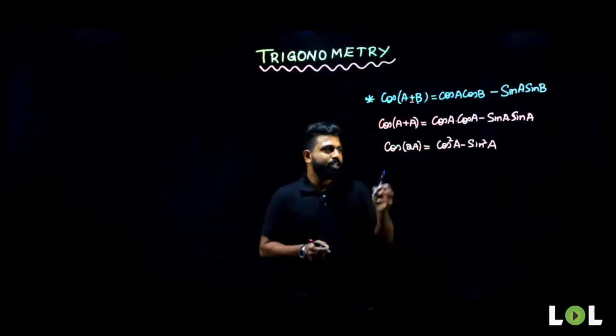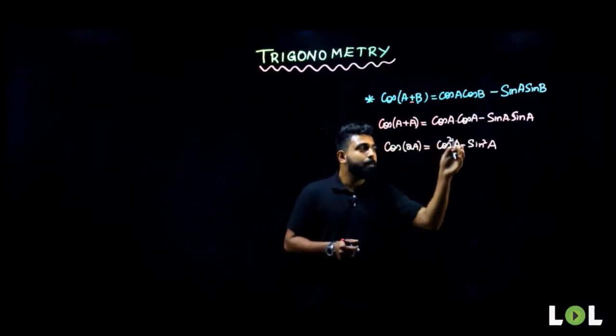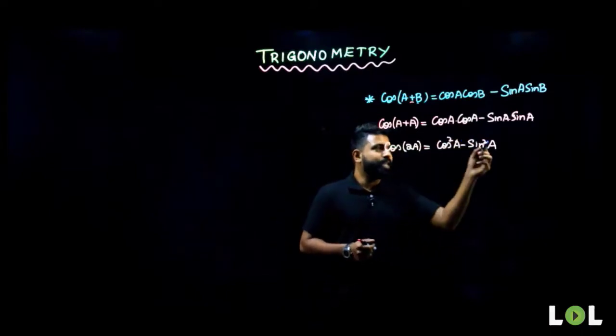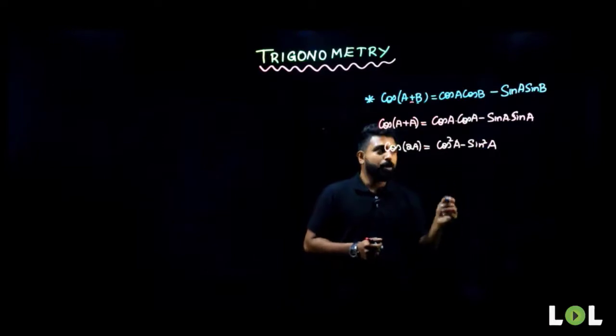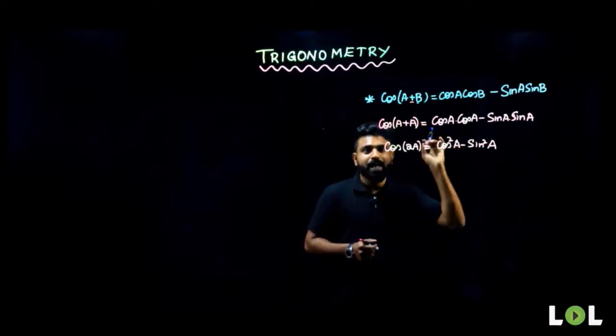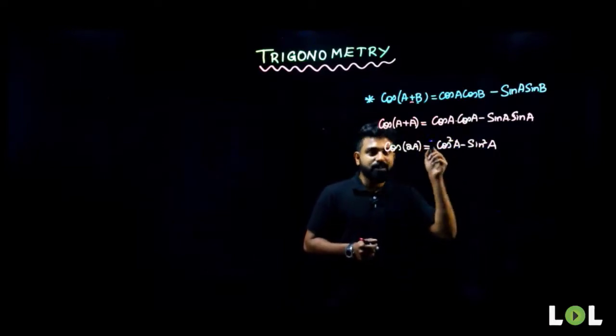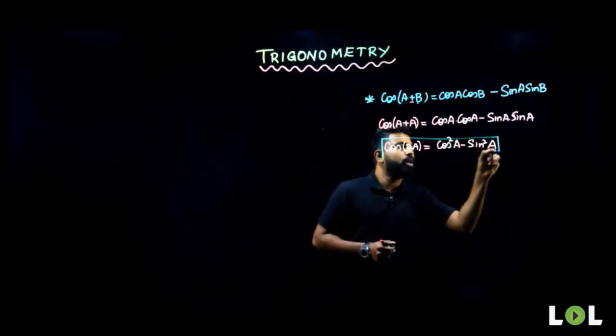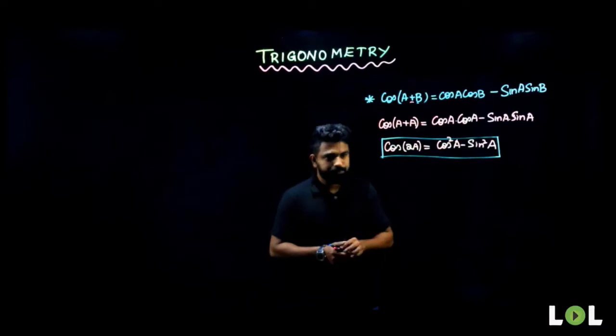Don't get confused here, students. It is cos square a minus sin square a and not cos square a plus sin square a. Few students take this value and write it as 1 because cos square a plus sin square a is 1, but cos square a minus sin square a is not equal to 1. So don't make that mistake. This is also an important formula here.